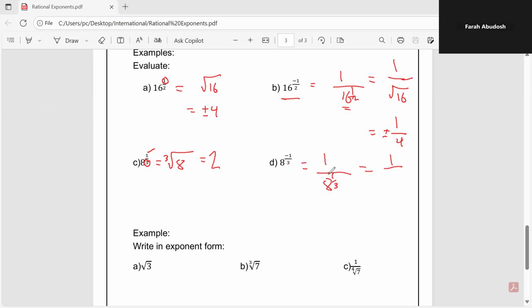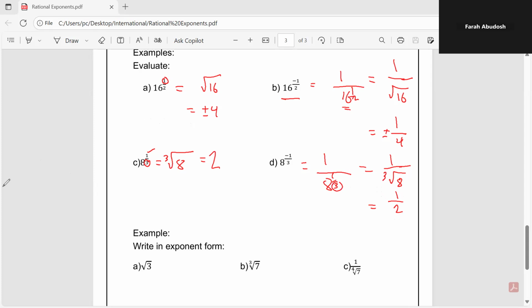When I see any number to a rational power, we just convert it to a root. The degree of the root is 3, because in the denominator we can see we have a 3. 8, the number, to the power 1, we don't have to write 1. 1 over, what is the number we multiply by itself 3 times to have 8? It is 2, so 1 over 2. Okay, this was evaluating some numbers.